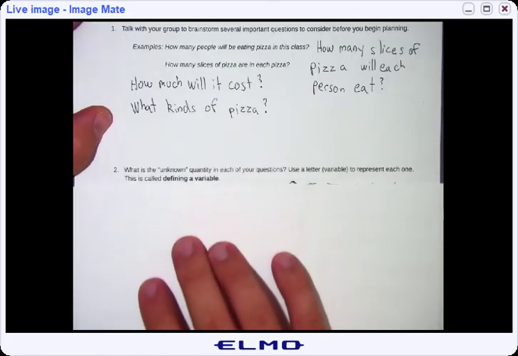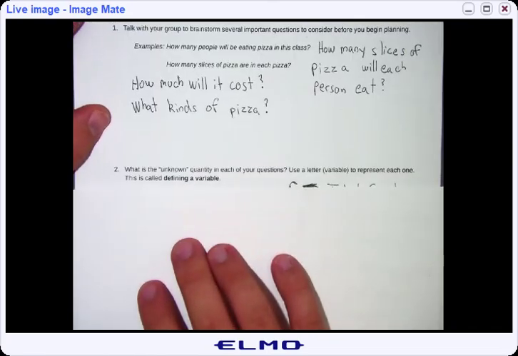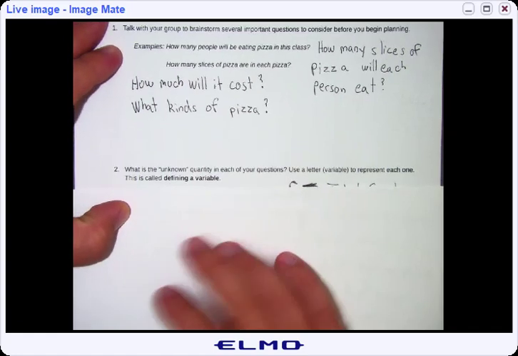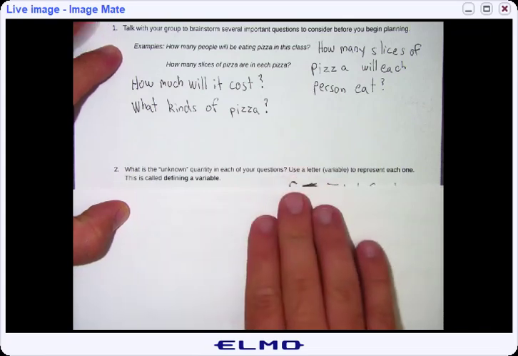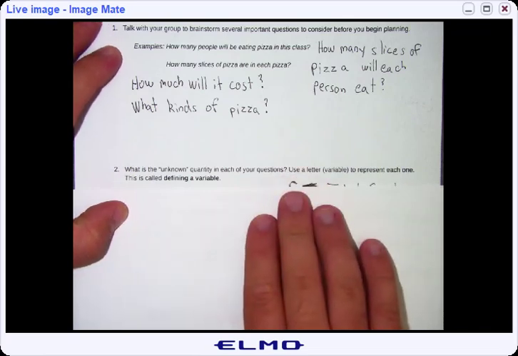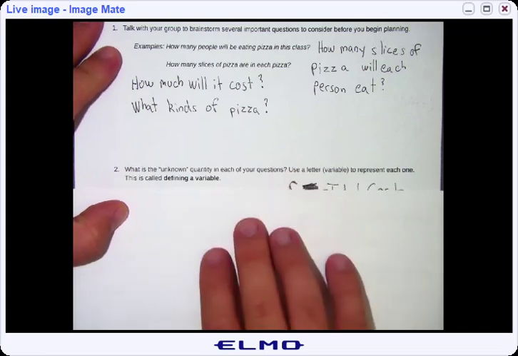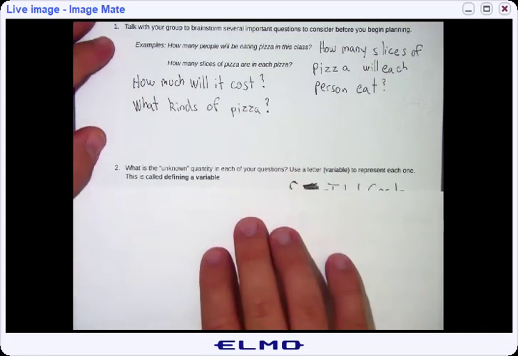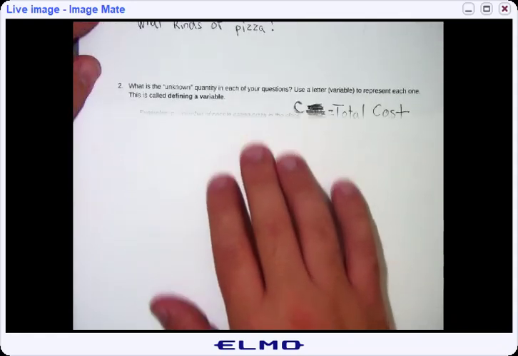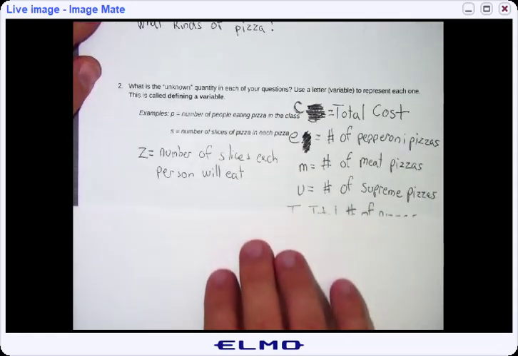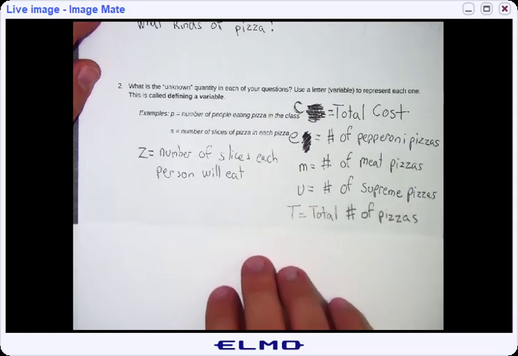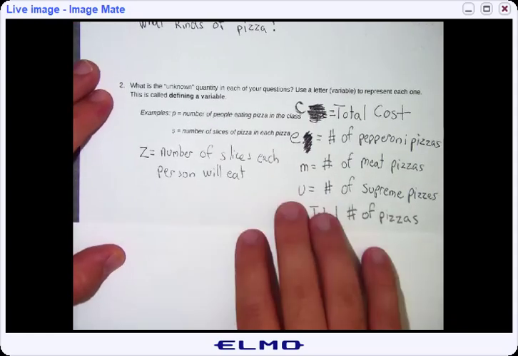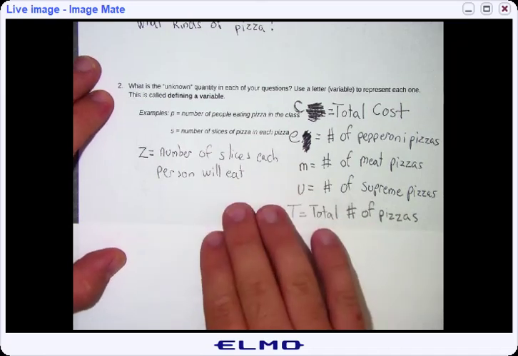So our next thing, it says, what is an unknown quantity in each of your conversations? Use a letter to represent each one. This is called defining a variable. So what I want you to do, take a minute, see if you can figure out some of the variables. All right, now that we're back, I have some variables written down for myself here. So if we take a look, all right, we got all of these different kinds of variables, right? All the unknowns in our questions, I have them all listed out here.